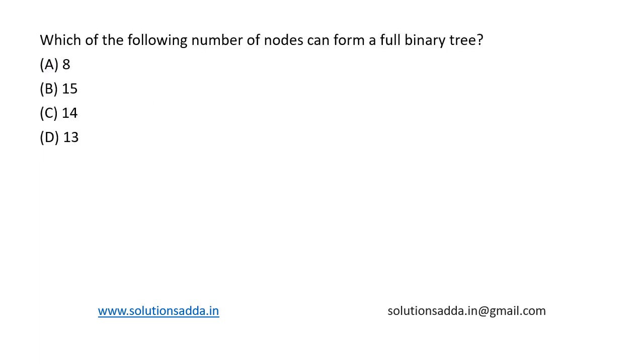This is a question from data structures. Which of the following number of nodes can form a full binary tree? So a binary tree is said to be a full binary tree in which all the nodes except leaf have two children. So this is the basic criteria for a binary tree to be full binary. So based on the options, we can see that with 8 nodes, we can form 1, 2, 3, 4, 5, 6, 7, 8. So based on the criteria of a full binary tree, this node should have two children, but that is not the case. So this can be discarded.